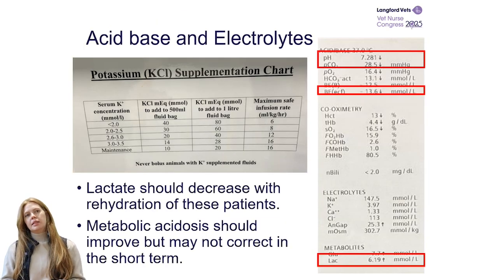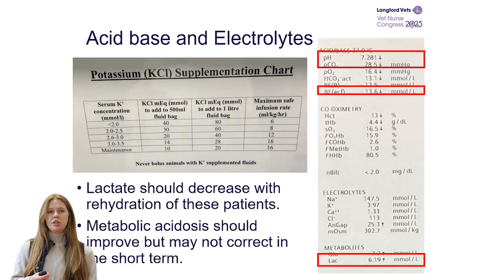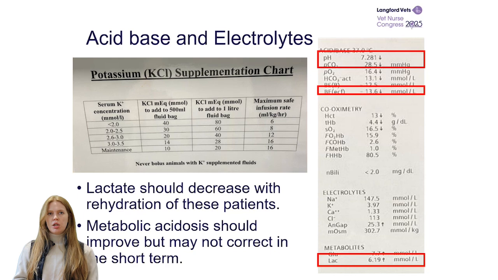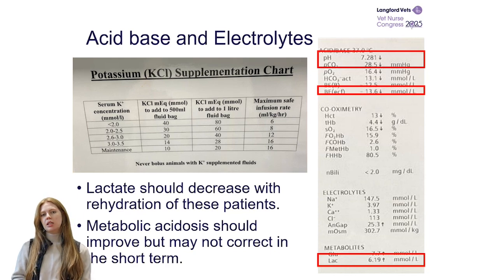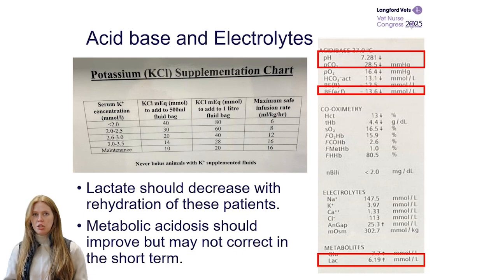So the other part to consider with our fluid therapy is electrolytes and our acid-base status. As you can see on the right, we've got an example of a blood gas analysis. This shows us the acid base, the pH of the blood, and it also gives us a lot of biochemical information that can give us clues as to what's going on in this patient, and it will also give us electrolyte information.